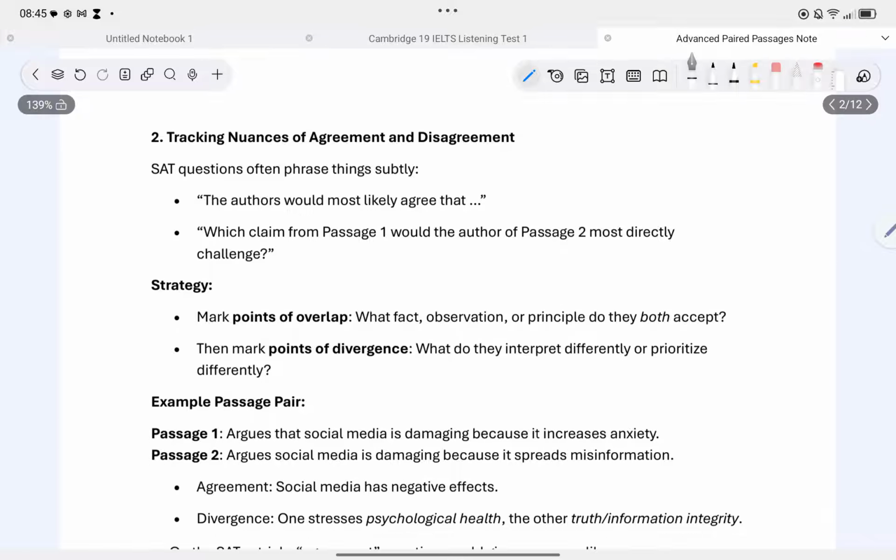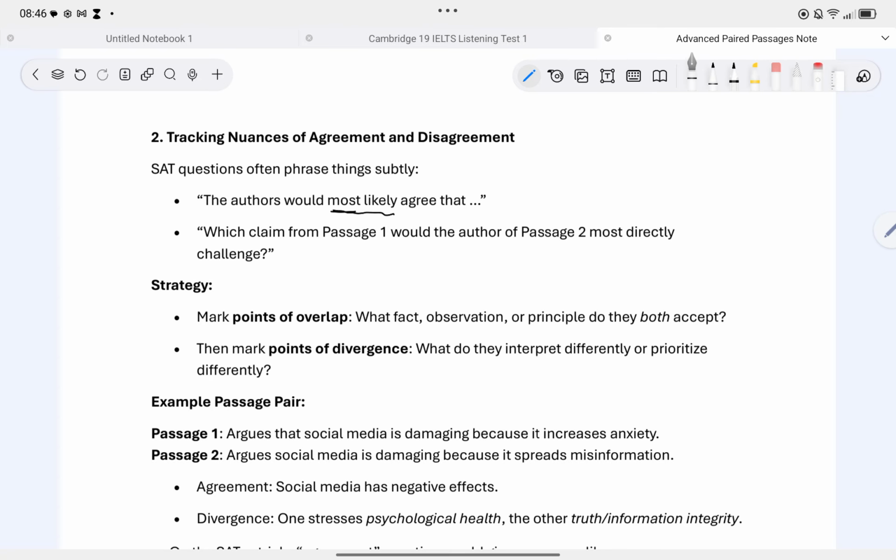Now, the next thing we'll talk about is tracking nuances of agreement and disagreement. SAT questions often phrase things very subtly. The authors would most likely agree that. So, you see, emphasis on the phrase most likely, which could imply that they may agree on a number of things, but there is one thing they most likely would agree on. Most likely means the highest form of agreement will come from something.